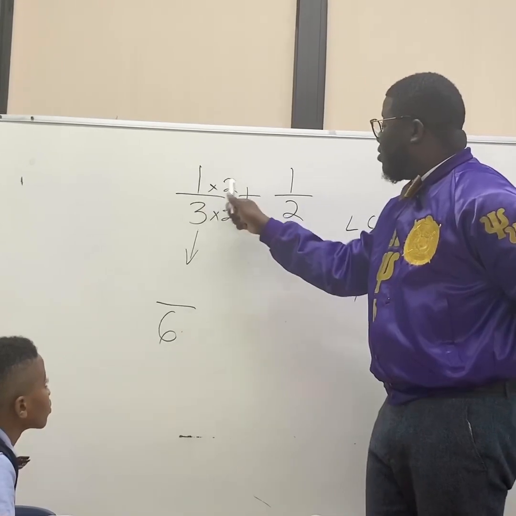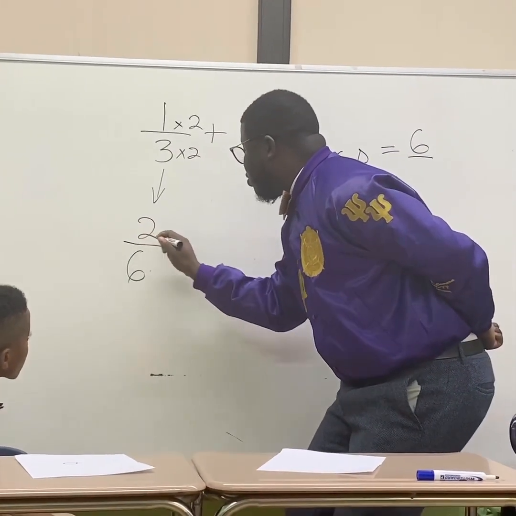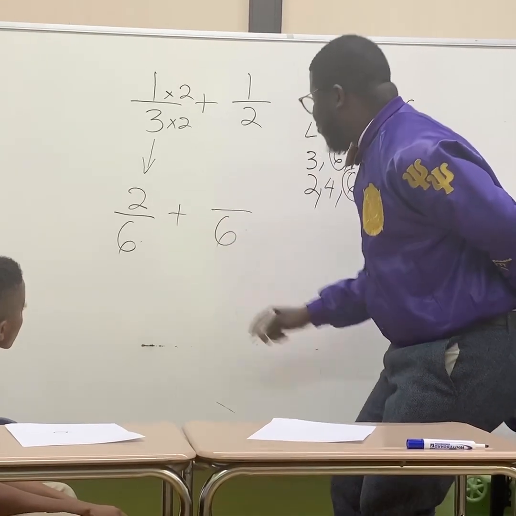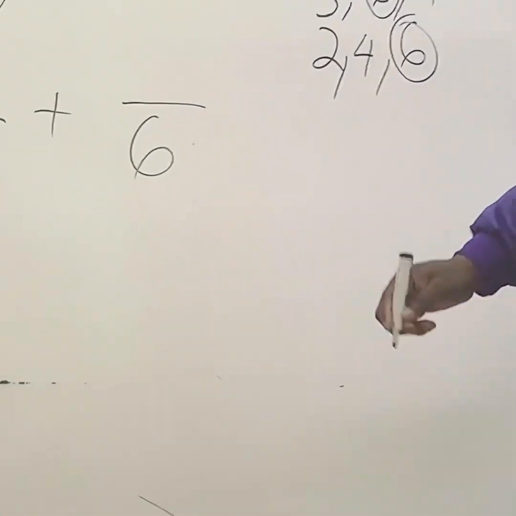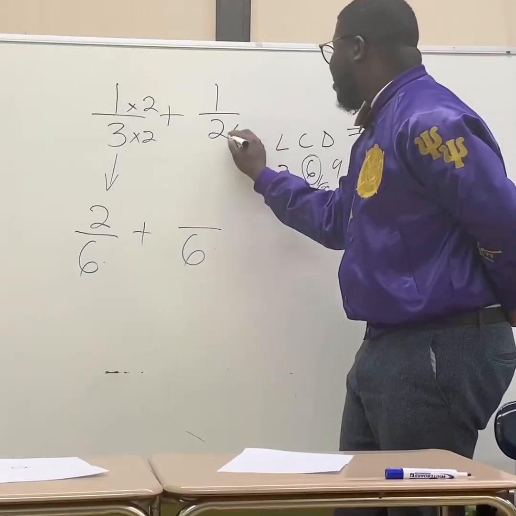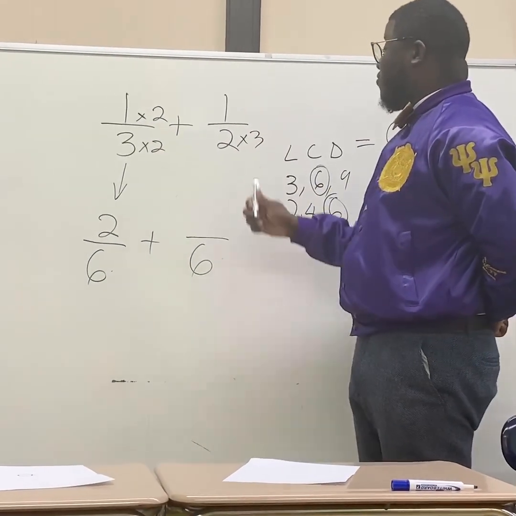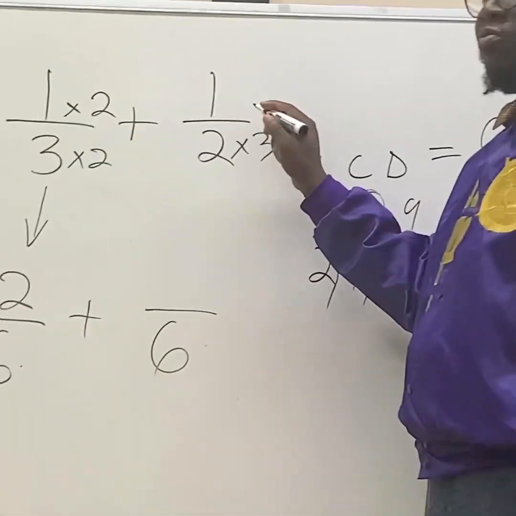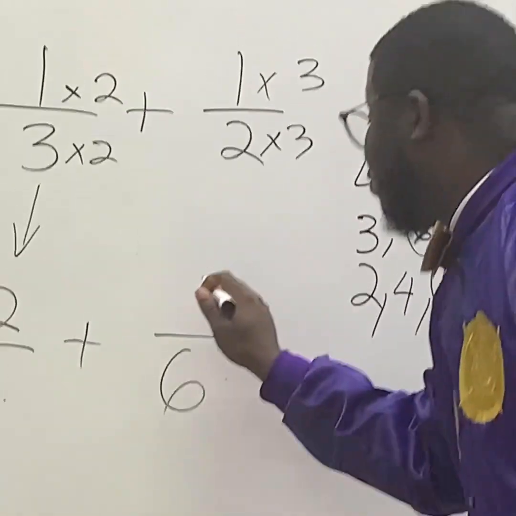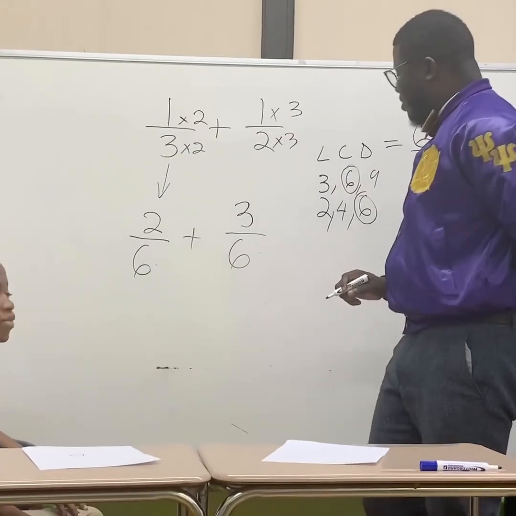So therefore, 1 times 2 equals 2. Plus, I also have to find an equivalent fraction with a denominator of 6. 2 times what number gives me 6? 2 times 3 is 6. So therefore, I must also multiply my numerator by 3. 1 times 3 equals 3.